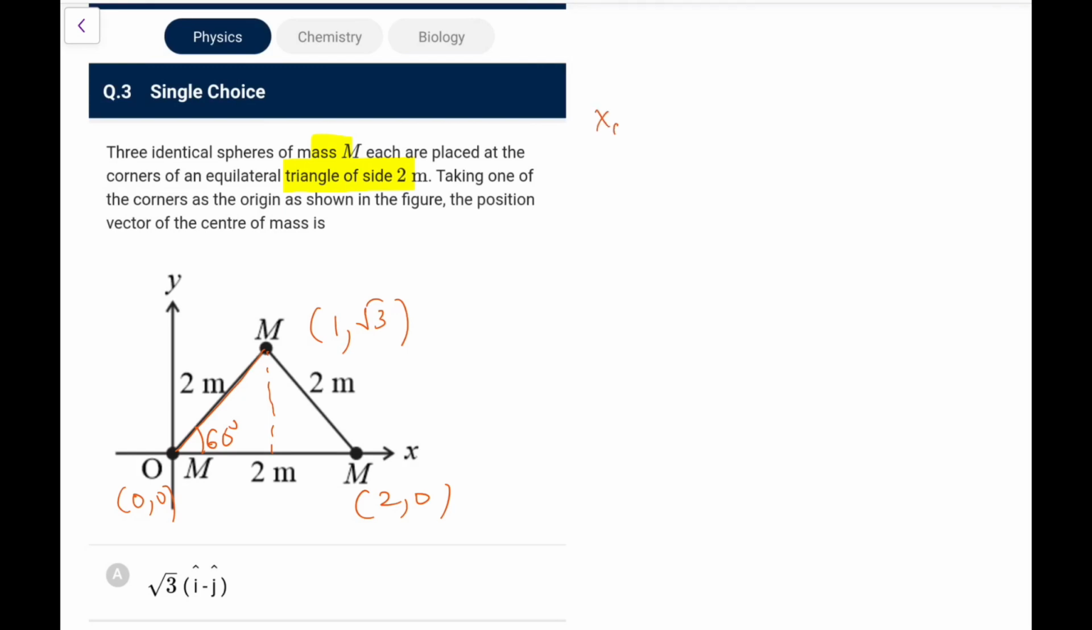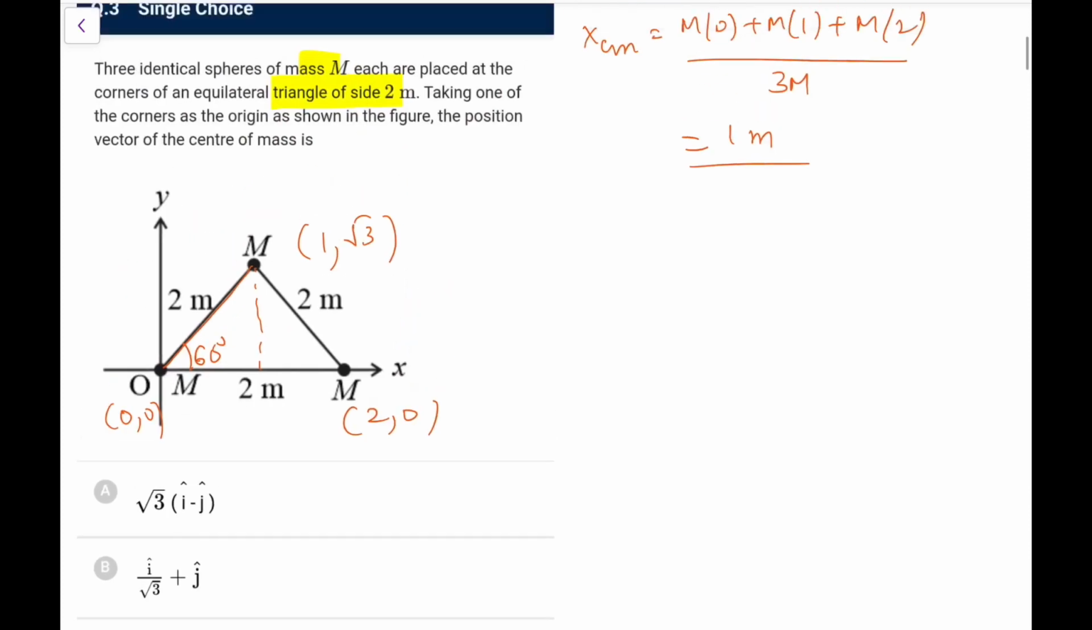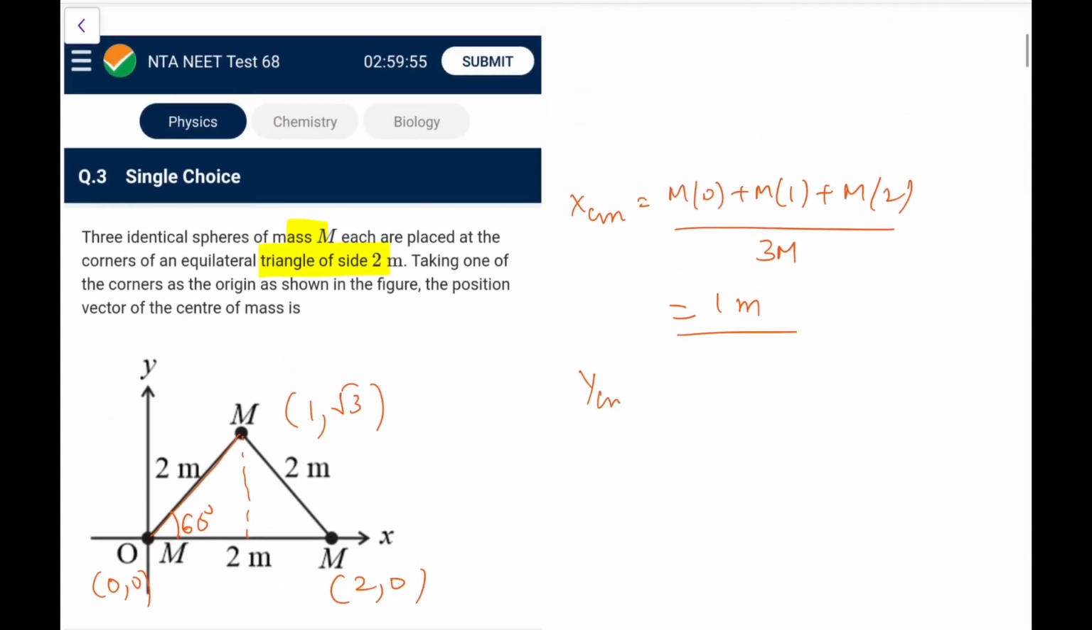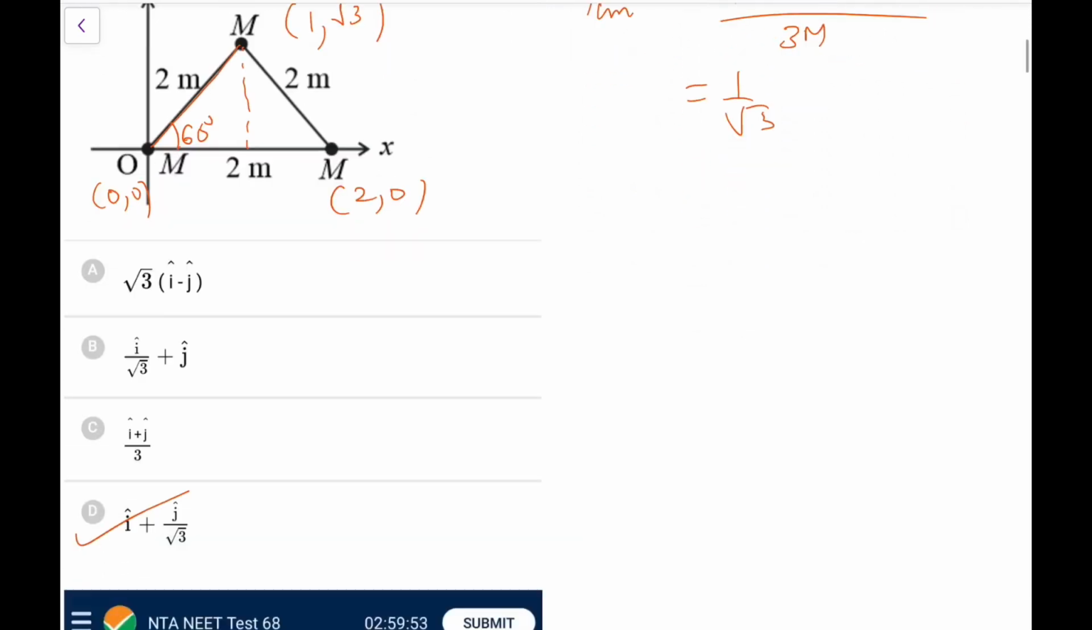Now what is xcm? Just apply m1x1 plus and so on: m into 0, m into 1, and m into 2, divided by the total mass, which is 3m. So above we get 3m by 3m, that is 1 meter. You could directly say that from symmetry also. So the x coordinate is 1 meter, and from here only you can go for option D, but let me calculate ycm also. ycm would be m into 0 plus m into 0 plus m into root 3, divided by 3m. So it comes out as 1 by root 3. So i cap plus j cap by root 3. So go for option D. It's not a tough one. You could do that one.